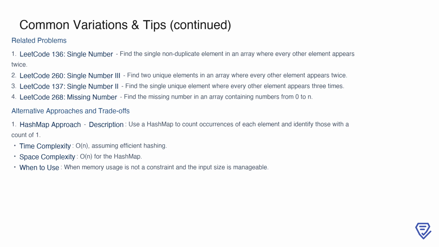Another related problem is LeetCode 268, Missing Number, where you identify the missing number in a sequence ranging from 0 to n. Beyond these related problems, there are alternative approaches worth exploring. For instance, the hash map approach involves counting occurrences of each element and identifying those with a count of 1. This method is efficient in terms of time complexity at O(n), assuming a good hash function. However, it requires O(n) space due to the hash map, so it's best used when memory constraints are not a concern and the input size is manageable.